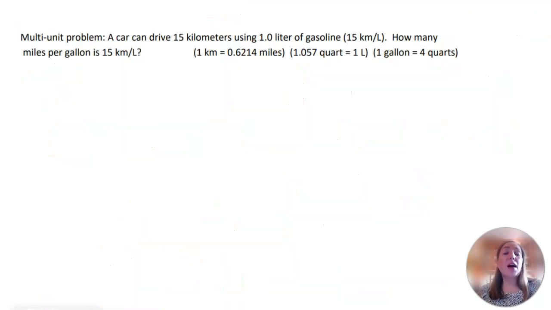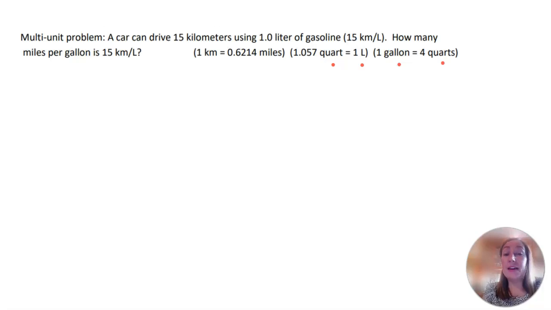Okay. A car can drive 15 kilometers using 1 liter of gasoline, 15 kilometers per liter. How many miles per gallon is 15 kilometers per liter? Okay, well, we know how many quarts are in a liter and quarts are in a gallon. So that will help us get between gallons and liters. That sounds good.